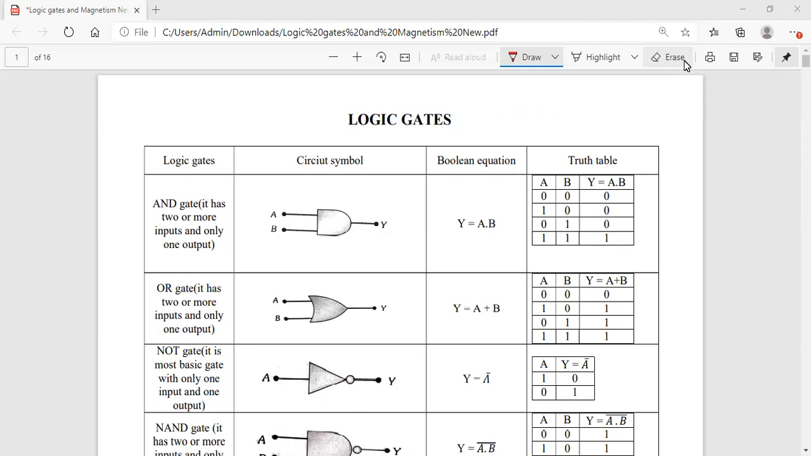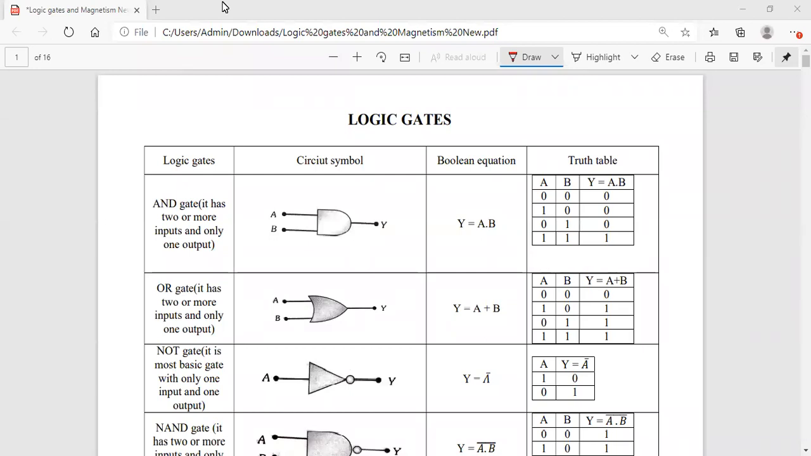Today in this class, we discuss logic gates, a synopsis of logic gates, and MCQs related to logic gates. Logic gates are digital circuits which have one or more inputs and only one output. These are called what? Logic gates.